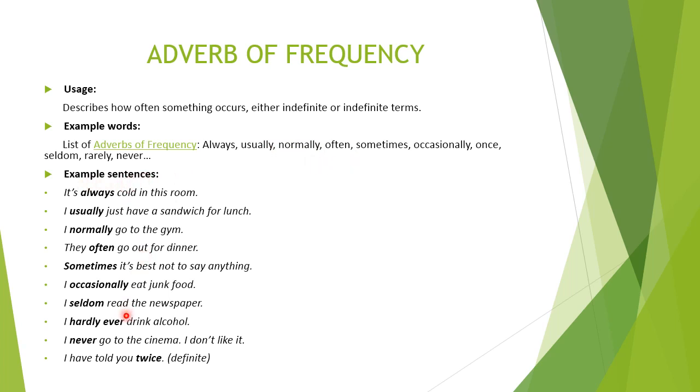I'm going to read some example sentences for you all. It's always cold in this room. I usually just have a sandwich for lunch. I normally go to the gym. They often go out for dinner. Sometimes it's best not to say anything. I occasionally eat junk food. I seldom read the newspaper. I hardly ever drink alcohol. I never go to the cinema. I don't like it. I have told you twice. Clear? So this is all about adverb of frequency.